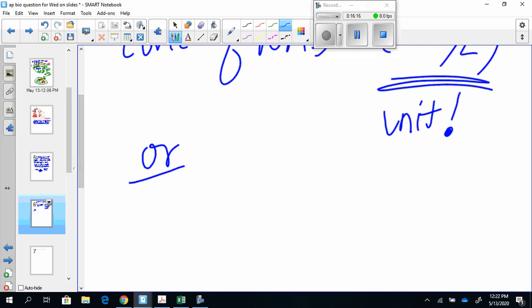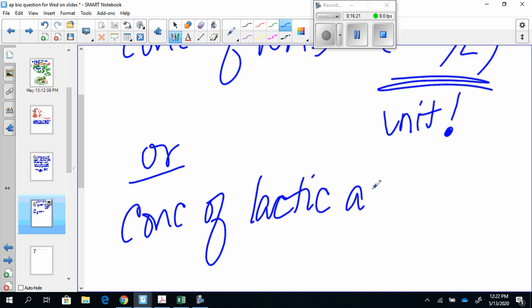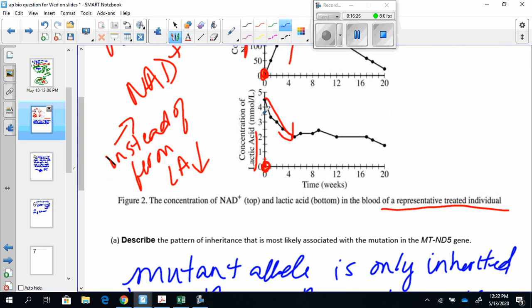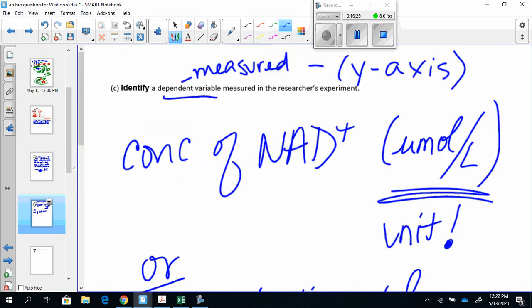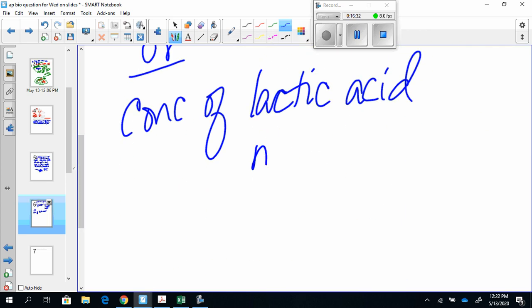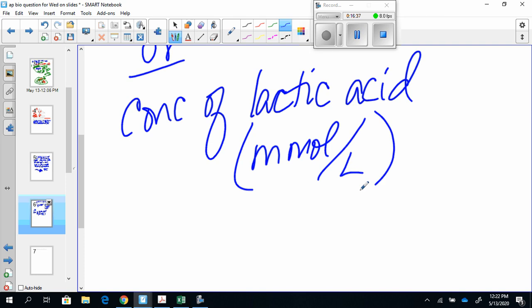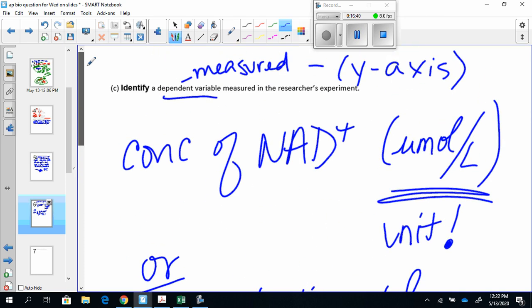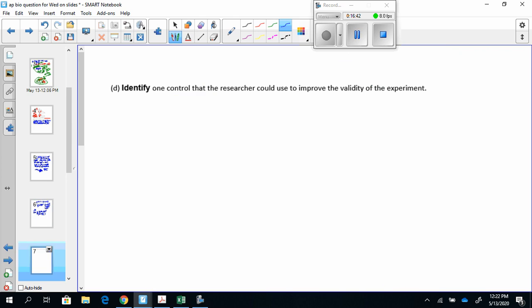So you could have also said the concentration of lactic acid in the second graph. But I got to check because I think the units were different for the lactic acid. Yes, millimoles per liter. All right, so there it is. That's all they asked me to do was identify, so I just have to write what it is. And there are going to be 10 different questions with 10 different task verbs, and it's worth 10 points, which is 65% of your AP score this year.